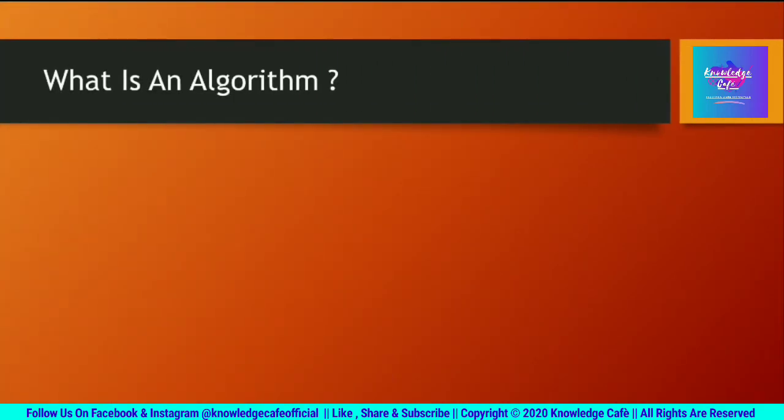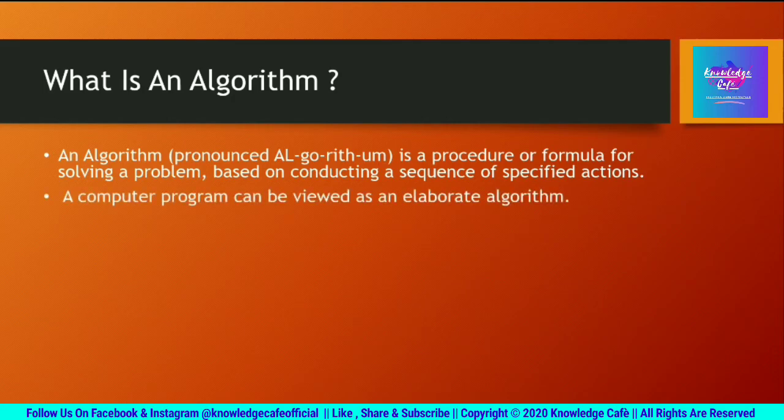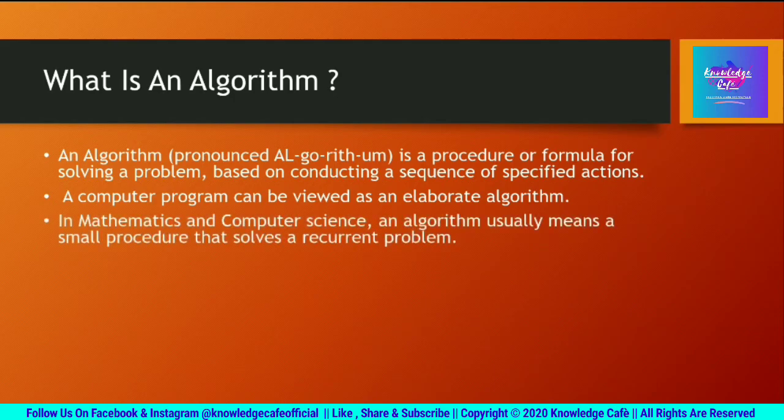So, now the question arises, what is an algorithm? An algorithm is a procedure or formula for solving a problem based on conducting a sequence of specified actions. A computer program can be viewed as an elaborate algorithm. In mathematics and computer science, an algorithm usually means a small procedure that solves a recurrent problem.